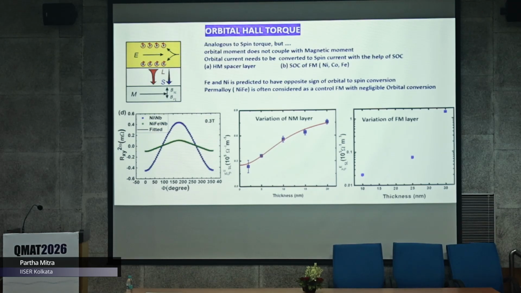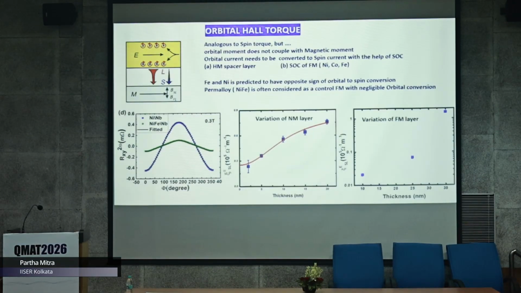So if I put permalloy with, say, niobium, I see that the signal is very small, because the orbital to spin conversion is not happening. But if I use pure nickel, then I immediately see a large signal. And that is how I establish whether it is the orbital Hall effect or the spin Hall effect. So permalloy is the control. Okay, so here are some of our results.